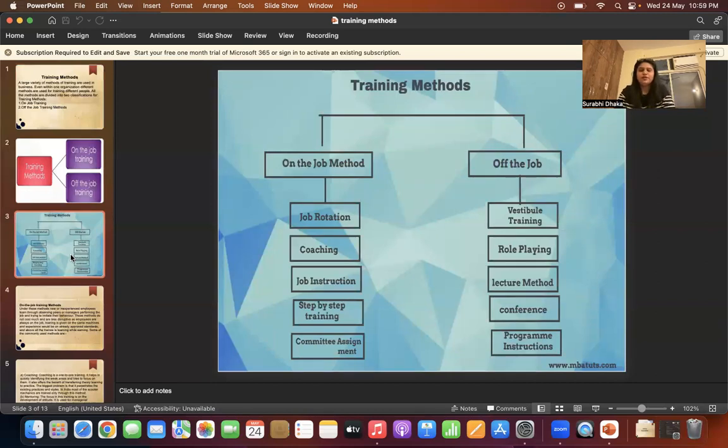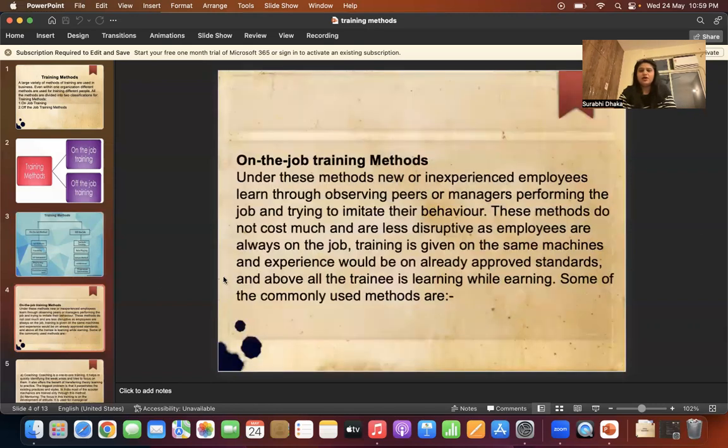So if we talk about the training methods, first of all comes your on-the-job training method, which is further classified like job rotation, coaching, job instruction, step-by-step training, and committee assignment. On the other side, if we talk about the off-the-job training method, then vestibule training, role-playing, lecture method, conference, and program instruction training are the part of the off-the-job training method. So first of all comes the on-the-job training method.